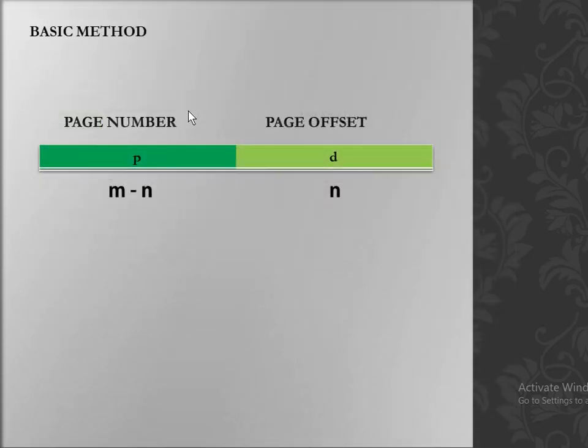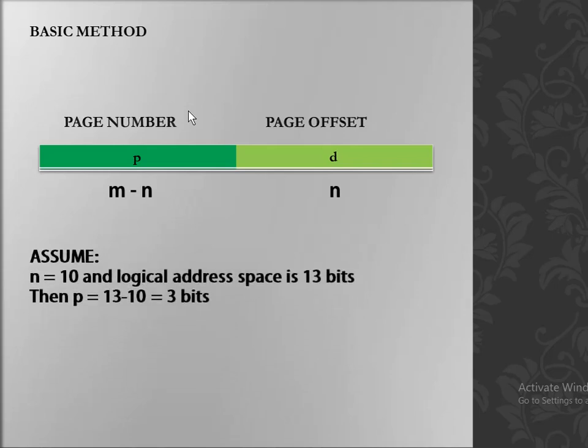So you need to map these pages into frames, right? For that your CPU will generate the logical address. This logical address is a combination of the page number and the page offset. Say for example, assume that the length of this page offset is 10 bits. And what is a logical address? The logical address is the address generated by your CPU, right?